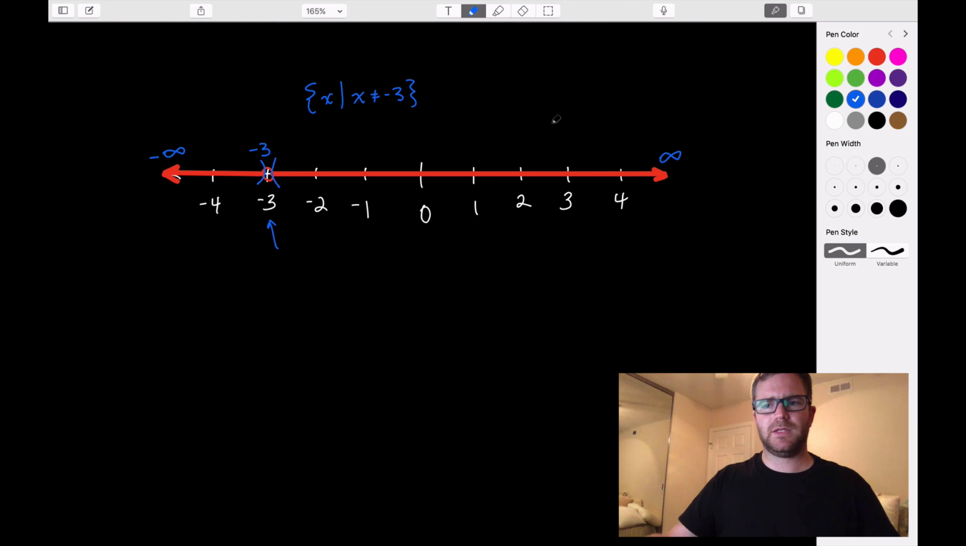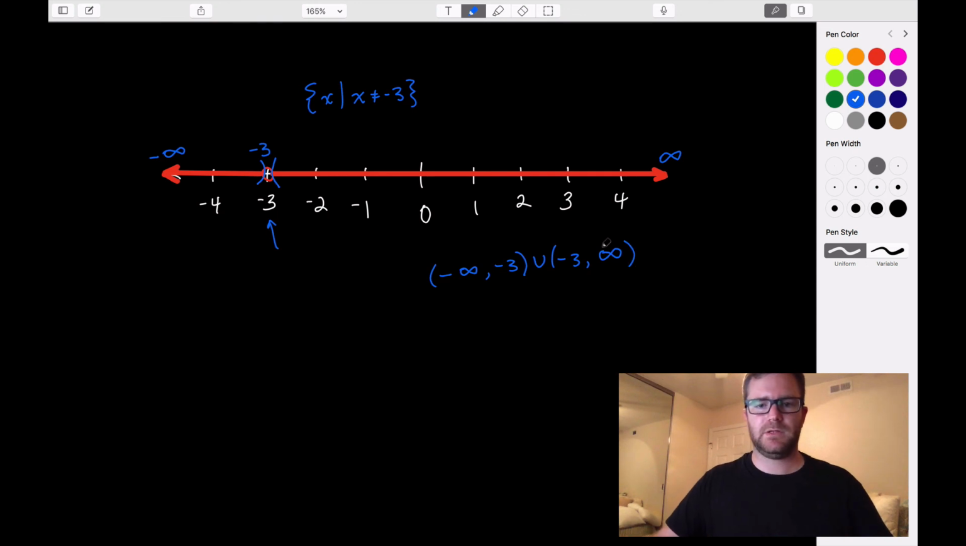So the way that this would look in interval notation is negative infinity up to -3. Can't include negative infinity. And we're not going to equal -3 because it's not included. Union, again, we're going from -3. Now, this time we're going all the way to the right off to positive infinity. So this is our interval notation.